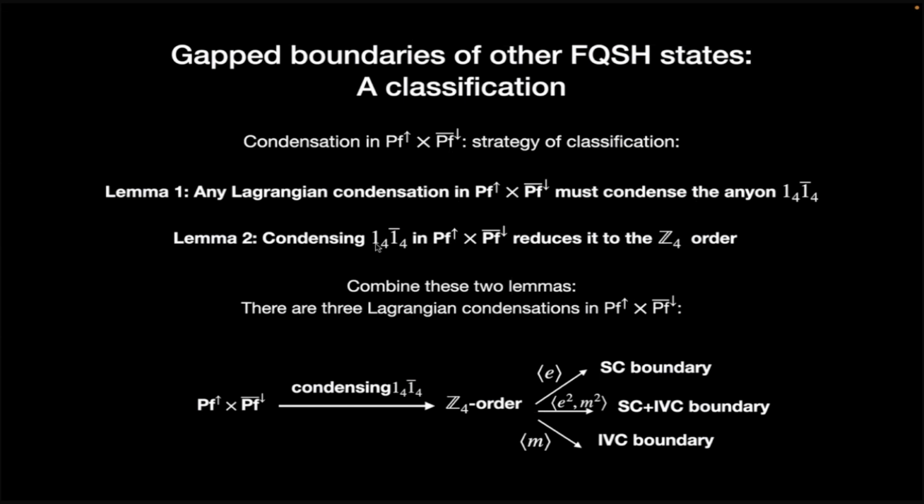If we condense this anyon in the Pfaffian times anti-Pfaffian, it will reduce the topological order to a Z4 order. If we combine these two facts, we see that there are only 3 Lagrangian condensations in Pfaffian times anti-Pfaffian. If you want to do any Lagrangian condensation, we must first condense the 1_4 1 bar_4 anyon. This will reduce the topological order to Z4. And we have already shown that for Z4 order, there are only 3 boundaries. So this completes the proof that for the Pfaffian times anti-Pfaffian, there are only 3 gapped boundaries.